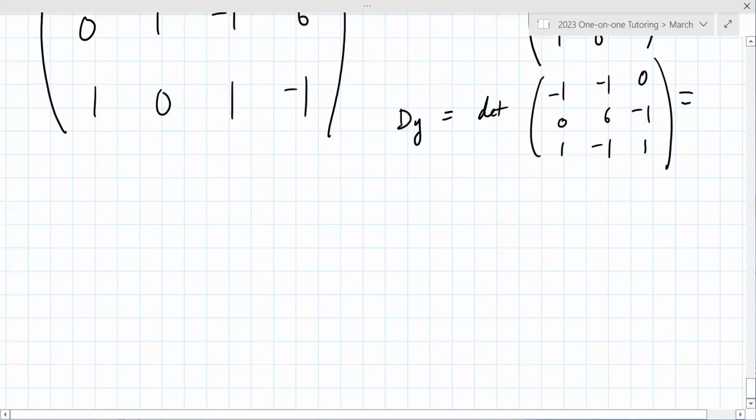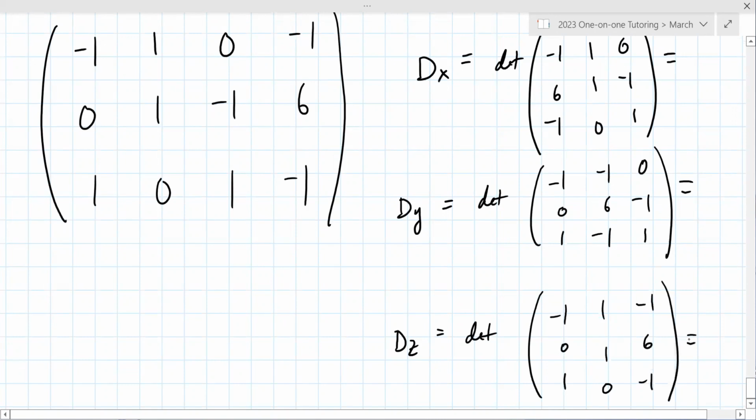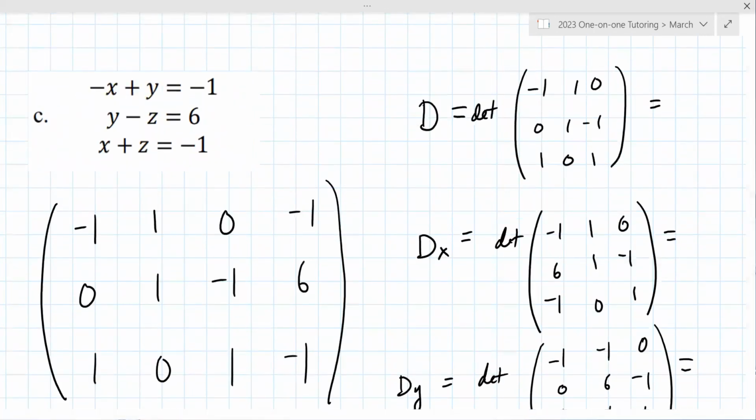The last one you need is dz. dz is the determinant where you keep the first two columns and substitute it for the last, like that. All right, so we need to actually calculate each of these. This is the time-consuming part.